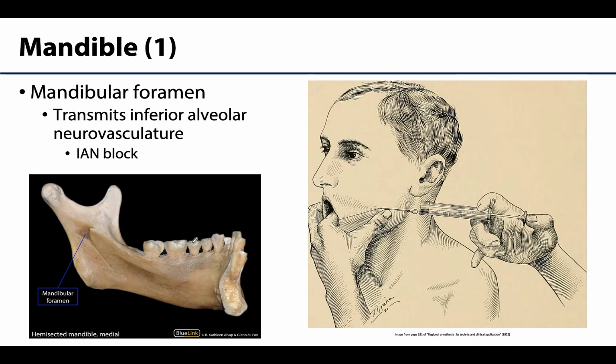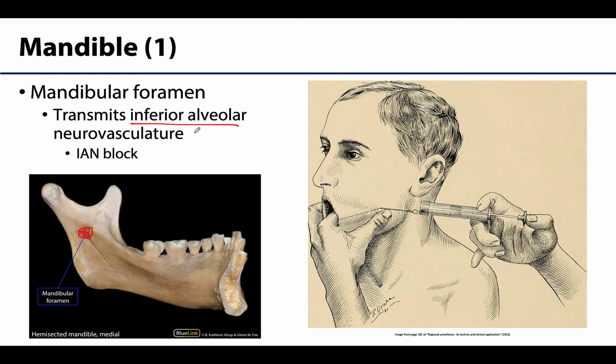Now what we're looking at here is a hemisected mandible. So the mandible has been cut in half, and now we're looking at the inside of the mandible. And there is this important foramen here, and it will lead into the depths of the bone. And what is going to move through here is what's referred to as the inferior alveolar neurovasculature.